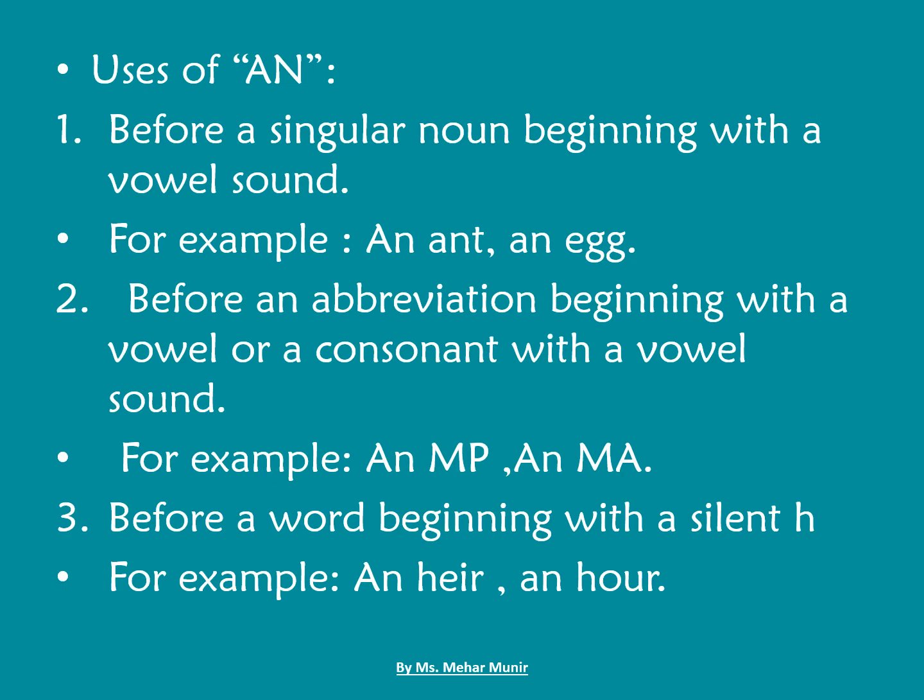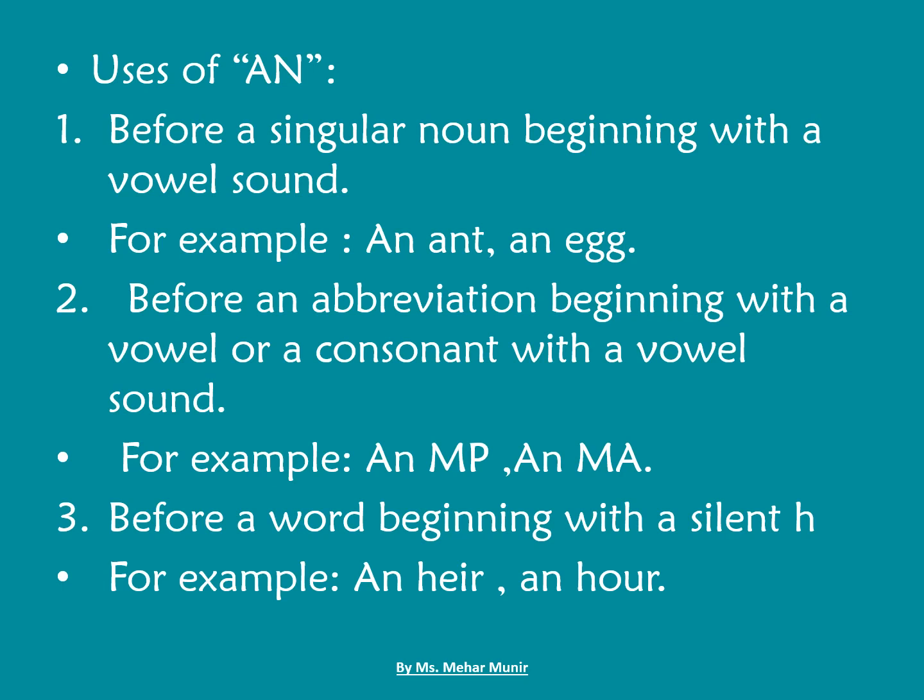For example, an MP. MP is of course the abbreviated form of Member of Parliament. So we used an MP because the sound is a vowel sound. Then the second example is an MA. Again it is the sound of M-A, that is why we used an. MA is the abbreviated form of Master of Arts, so we used an because the sound which is coming up is of a vowel.